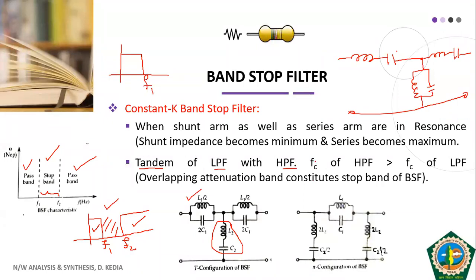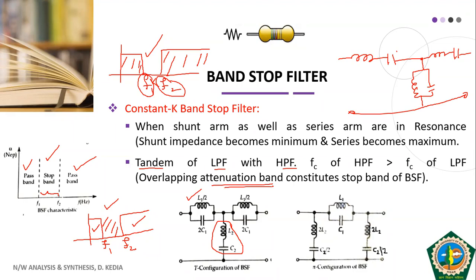Okay. And what high pass filter will do, your high pass filter will pass frequencies which are greater than a certain cutoff frequency. So this is your high pass filter and this is your low pass filter. Okay. And here you see the cutoff frequency of high pass filter, that is f2, it should be greater than the cutoff frequency of low pass filter. Okay. So then you have this band stop filter. Okay. So there you can say that their attenuation band is overlapping.